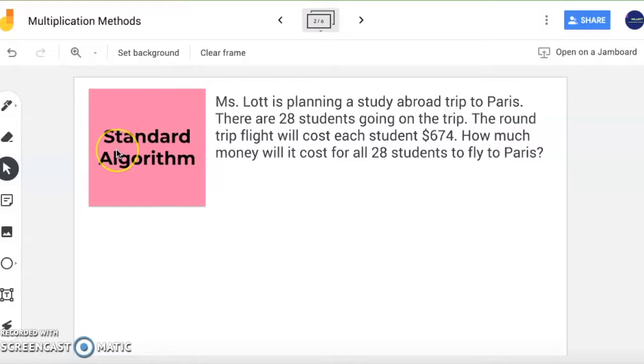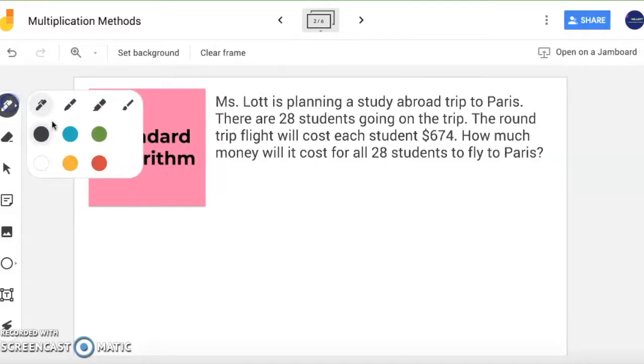Now notice here I'm asking that we solve this using the standard algorithm. We are actually going to use the same problem and solve it using three different multiplication methods, and you're going to find no matter what method you select to use, you will always get the same answer.